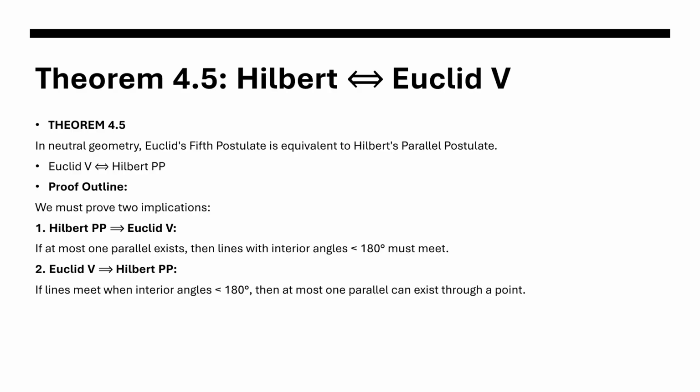We won't go through the detailed two-column proof, but the main idea here is that the uniqueness of parallels relates to when lines meet, and both formulations capture the same geometric facts, and then we can translate between them.